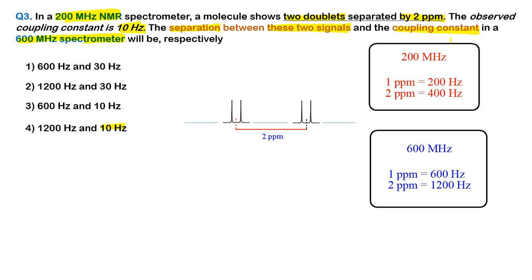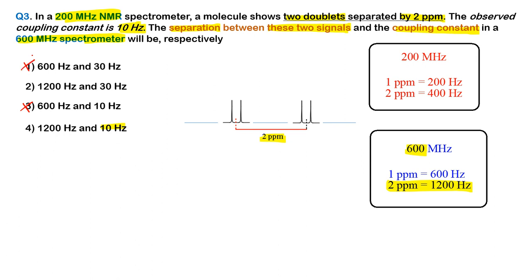So the simple thing is, if the difference between the two doublets is 2 ppm, then on a 200 megahertz, this value will be equal to this. Based on this, one part is getting fixed: the separation between the two signals will be equal to 1200. So out of the four options that we have, the options that are not matching with this, that is option number 3 and option number 1, will be ruled out.